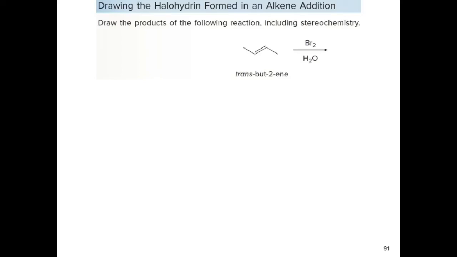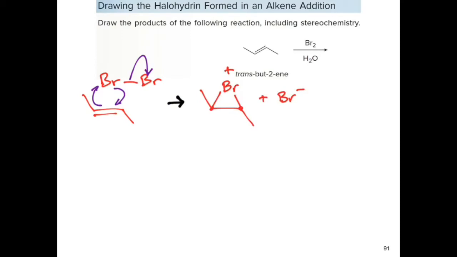So here's an example. Draw the products of the following reaction, including stereochemistry. So we have the addition reaction of trans-butene with liquid bromine and water. The very first step here is the formation of the bridged halonium ion. In this case, we have bonds that are breaking and bonds that are forming, which results in the formation of the bromonium, or the bridged bromonium ion, as shown here.